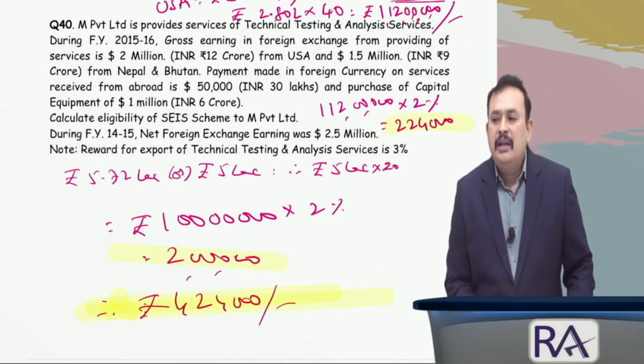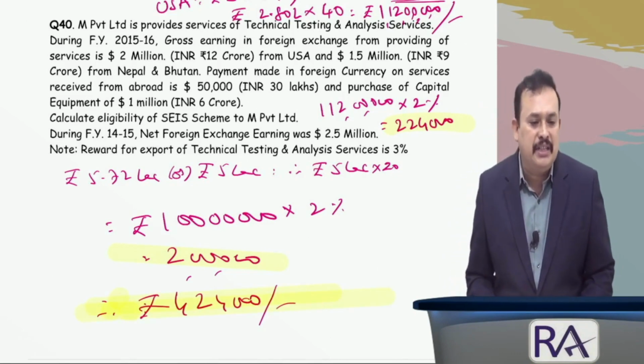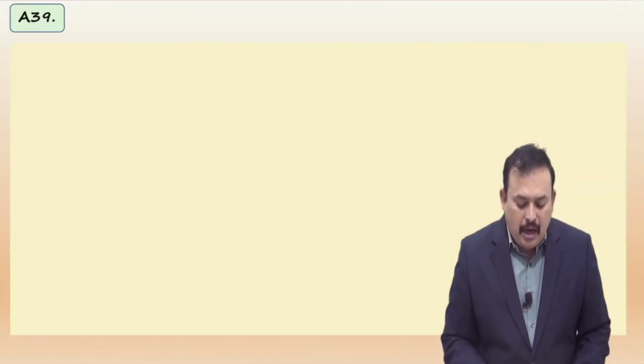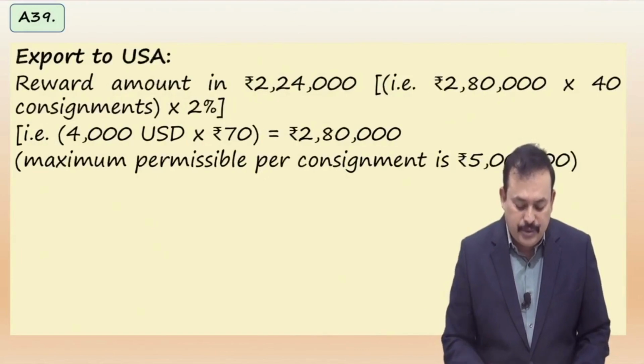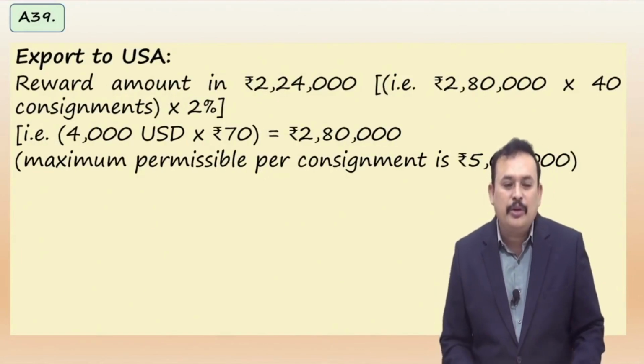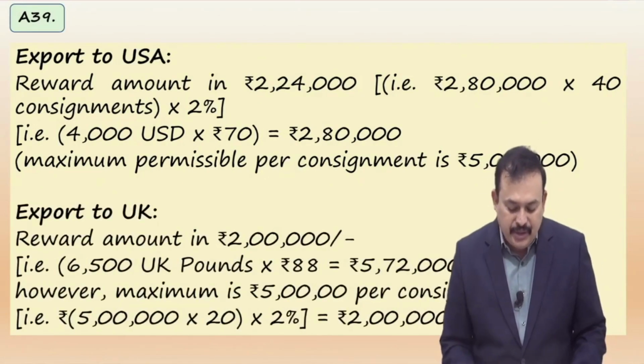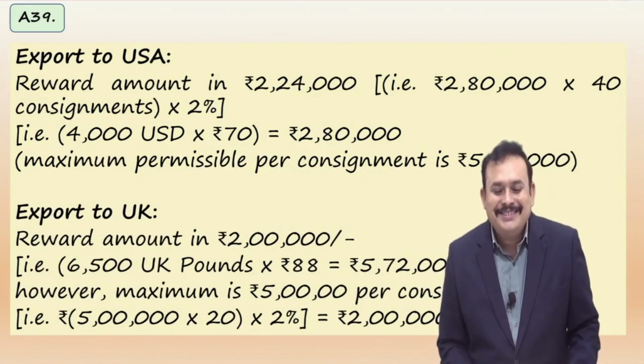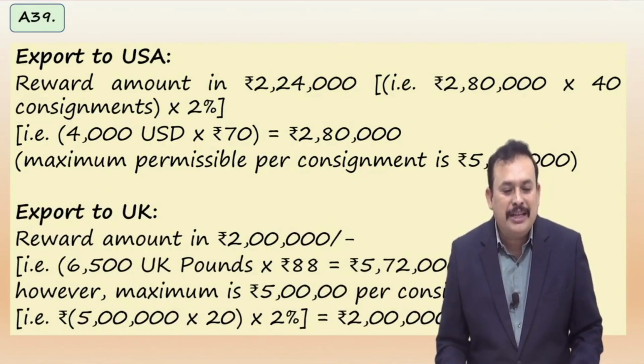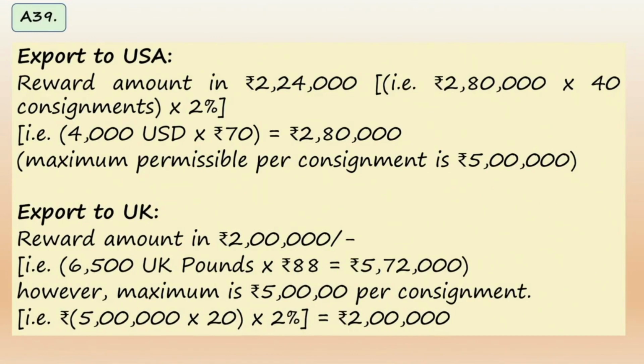Any difficulty? The same I am presenting for your kind consideration as follows. Look on the screen. Answer to question number 39 is as follows. First case 2,24,000. Second case 2 lakhs. Is it clear about this? Please make a note of this. Quickly note it in your notebook.